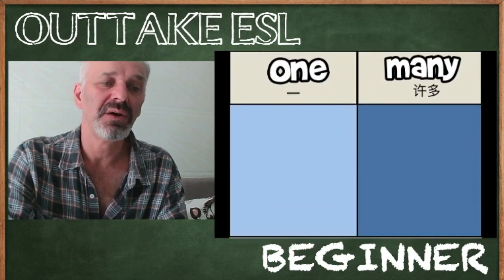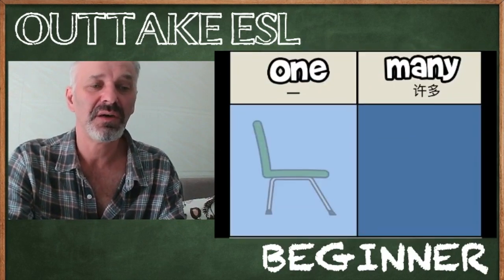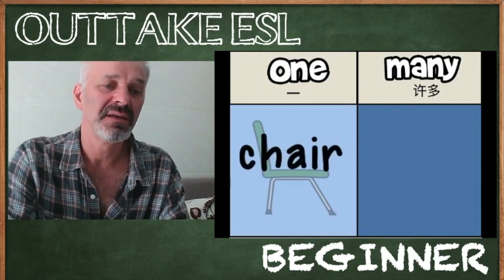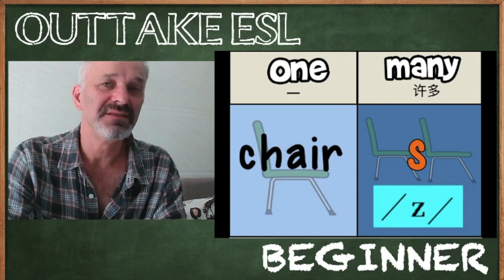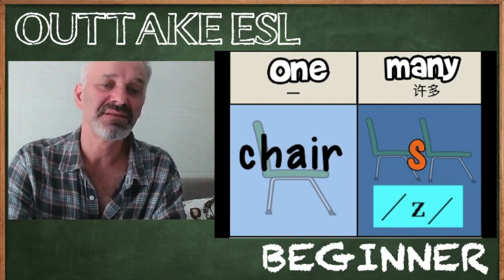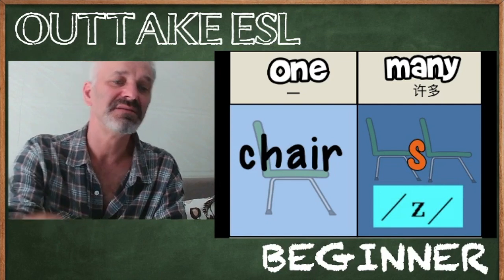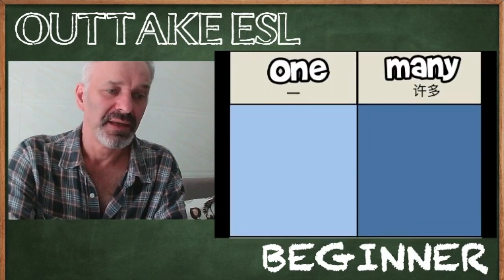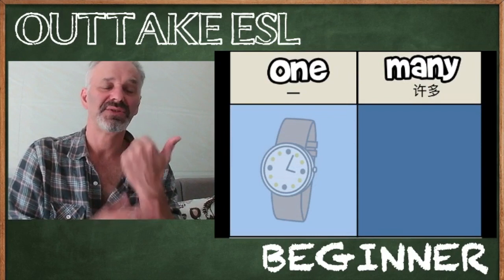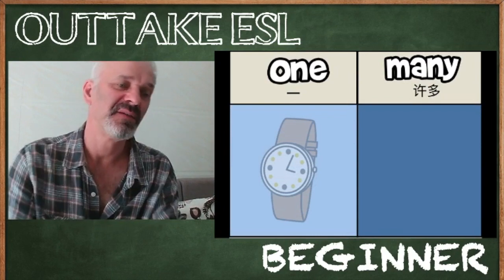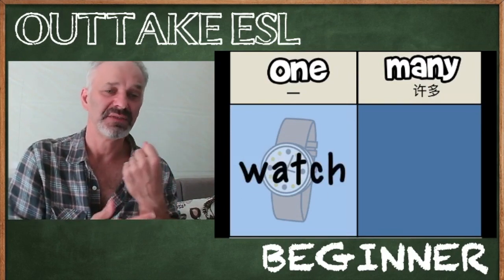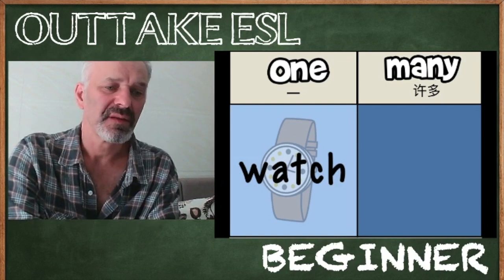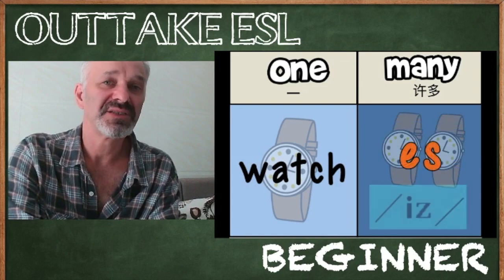So I can say 1. What's this here? 1 chair. Everybody, 1 chair. But many chairs. Phonetic symbol down there for that reason. And then 1 watch. And I have my watch on, so it's kind of simple, something they're more inclined to want to know what it is. So many watches.